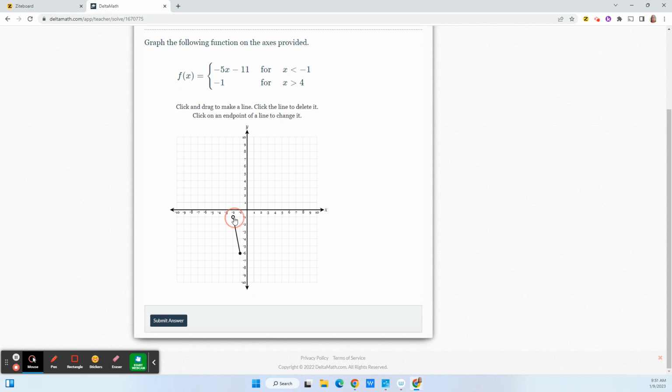Because remember with slopes, you can go in either direction. We're going to open that dot. We're going to arrow this one, and we are good.